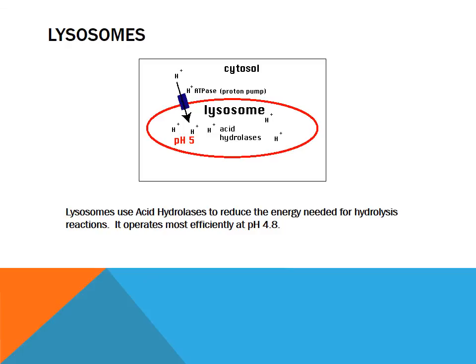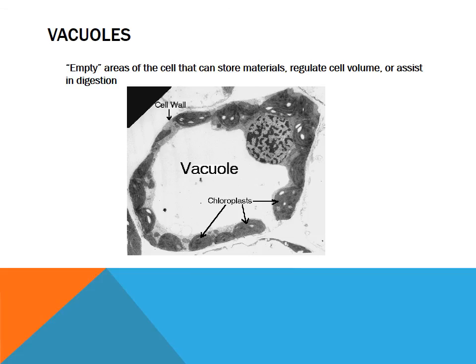So we got these recycling centers going around, breaking down macromolecules that are no longer useful. We have another type of organelle called a vacuole. Vacuoles are areas of storage. Now they got actually three big purposes. You can store things in them, you can regulate cell volume, or you can help digest things, like little tiny stomachs.